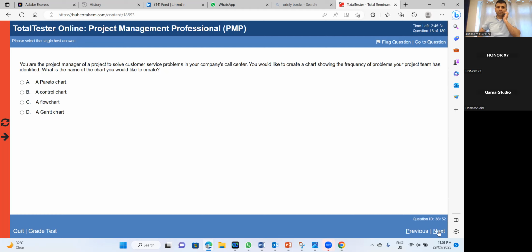It's not a flow chart, not a Gantt chart. Let's eliminate both of these. I agree. Pareto is also not there. Only Pareto is left for me.